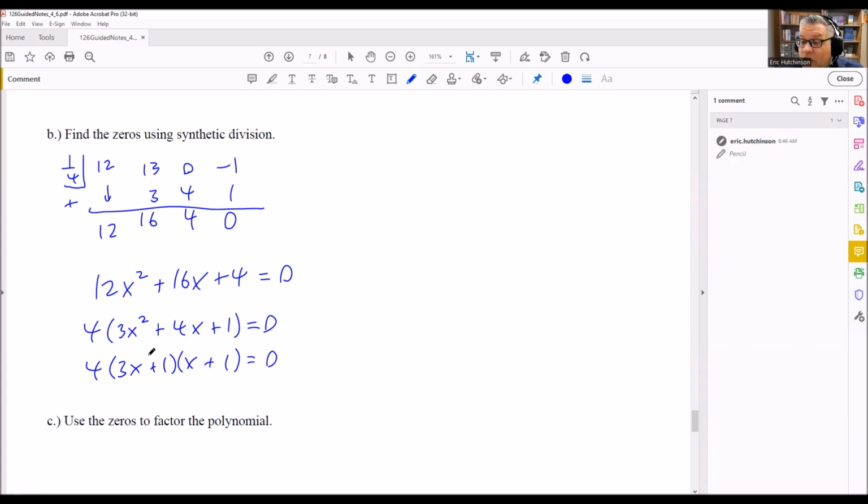So now we just need to set all this equal to 0. Now, of course, the 4, we can't set that equal to 0. There's no variable in it, so 4 can't equal 0. But these other ones we can do. 3x plus 1 equals 0, and x plus 1 equals 0. So if we solve each of these, subtract 1, divide by 3, we get negative 1/3. And we also get negative 1.